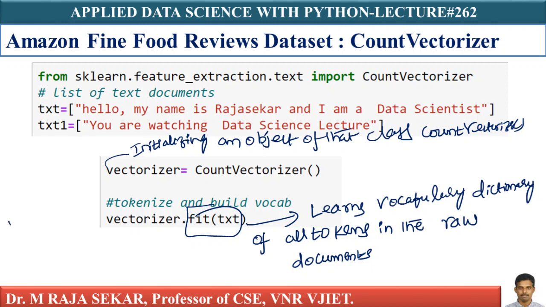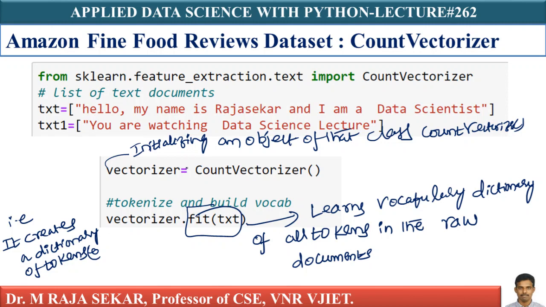What does it mean? That is, it creates a dictionary of tokens. By default, the tokens are words separated by spaces and punctuations. Isn't it? That is fit method. We will try to understand this fit method.